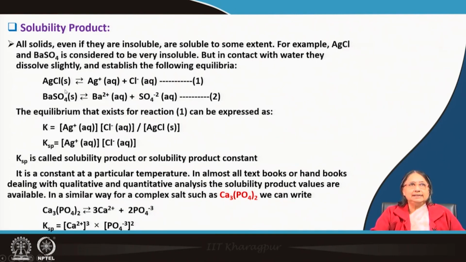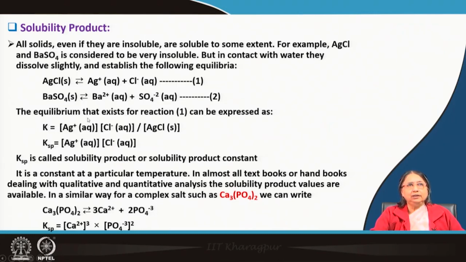Okay. So, AgCl solid, this is the way to write solid. Also in some books you will see that an underline is there to make you understand that it is a solid, and some part goes to solution to form Ag plus aqueous, chloride minus aqueous. Similarly, from barium sulphate, barium 2 plus aqueous and sulphate 2 minus aqueous.